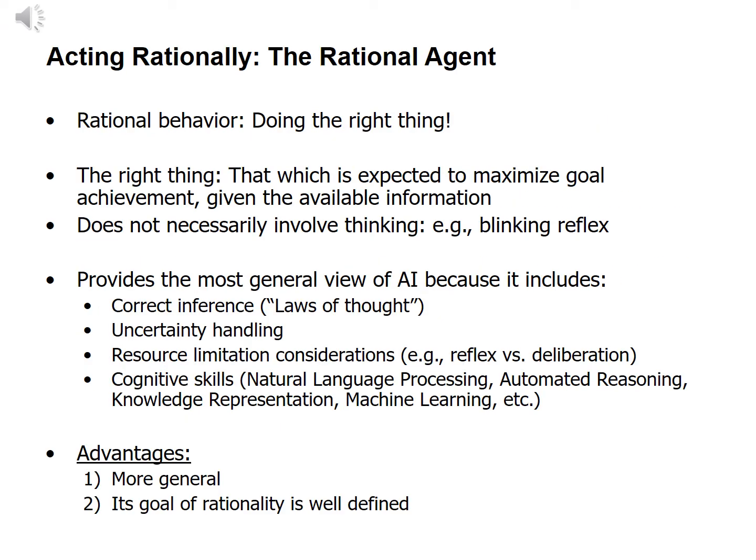Rational acting is about rational agents. Now let's see what a rational agent is. A rational agent is one that acts so as to achieve the best outcome, or the best expected outcome if there is uncertainty about the possible results of the actions.